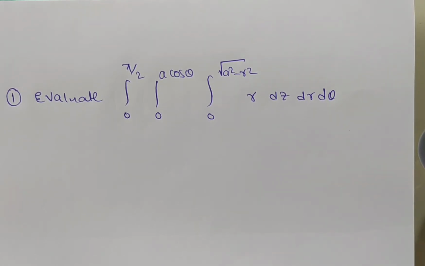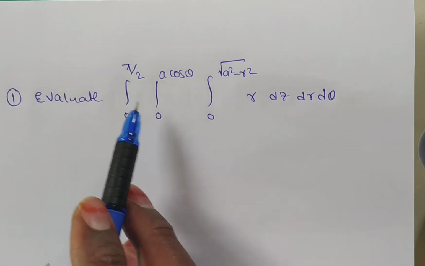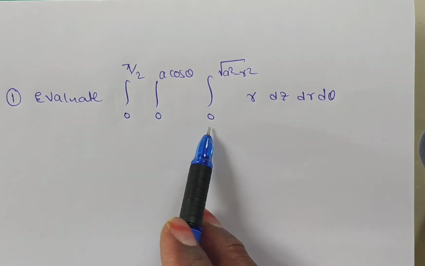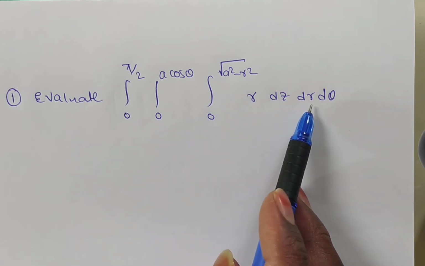Hi friends, in this video we are solving a problem on the triple integral. This topic was chosen from multiple integrals. So here we have to evaluate the integral from 0 to pi by 2, integral 0 to a cos theta, integral 0 to square root of a square minus r square, of dz dr d theta.